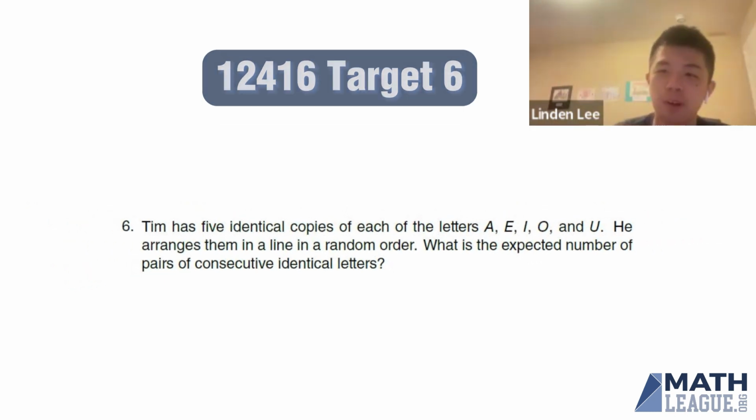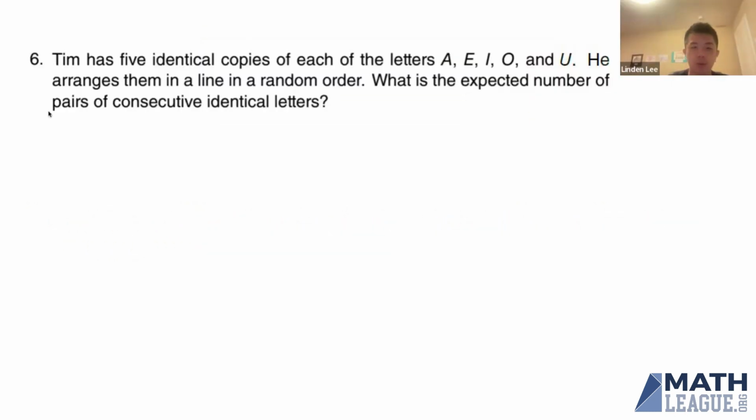Now, this is a problem about expected value. As you can see, we're figuring out the expected number of pairs of consecutive identical letters. And what that really means is, if we do this a big bunch of times, what's the average number of pairs of consecutive identical letters we can sort of expect to see.